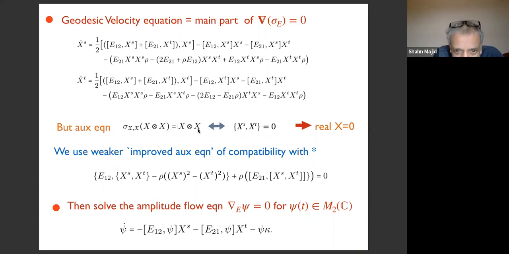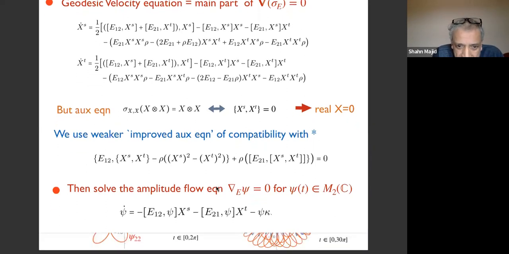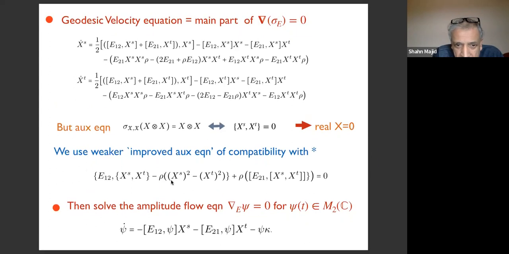So it turns out the meaning of this equation was a slightly too strong version of compatibility of star with a velocity equation. And the weakest version of that is just to apply star to it and see what you get. So this is the slightly improved auxiliary or weaker auxiliary equation. In any case, you want everything to be compatible with star, so you had to impose this. So you solve this star constraint first, and then you solve these equations.